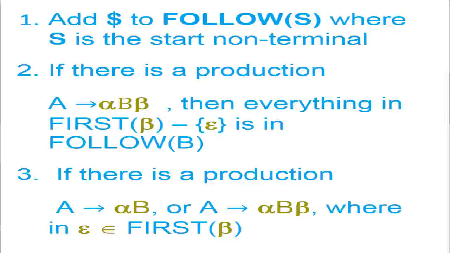So let us summarize our rules for computing follow. Firstly, if it is a start symbol S, a non-terminal, then dollar is going to be in the follow of S. And if there is a production like A goes to alpha B beta, then everything in the first of beta is going to be in the follow of B. The follow of B is the first of beta.